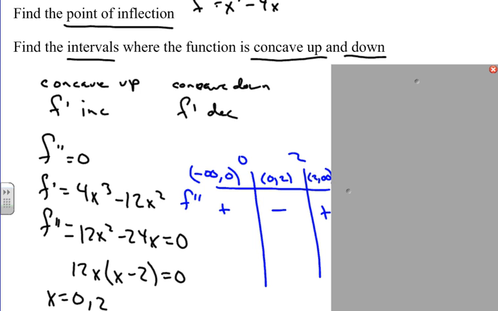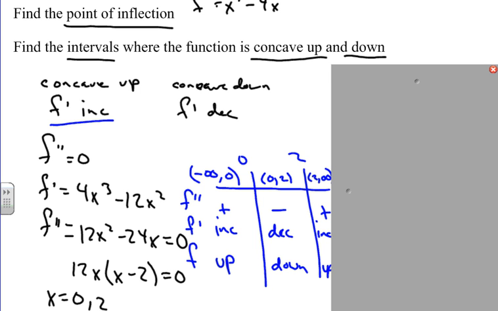What we found through this analysis is that on the interval from negative infinity to 0, f prime is increasing, because f double prime is positive. We found that f prime is decreasing on the next interval, and then it begins to increase again. Which then tells us, what about f? Well, if f prime is increasing, as we said up here, f is concave up. If f prime is decreasing, that means f is concave down. And if f prime is once again increasing, f is concave up again. So these are the 3 different intervals: up, then down, then up again.